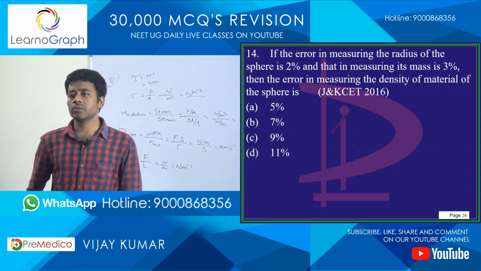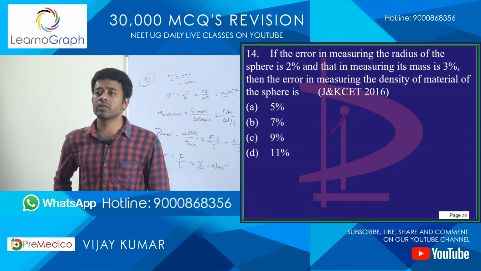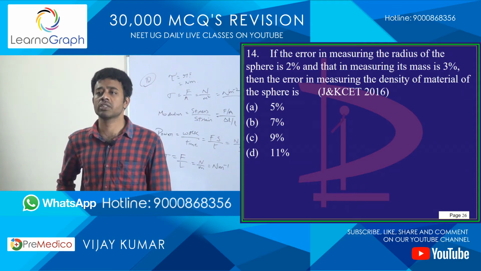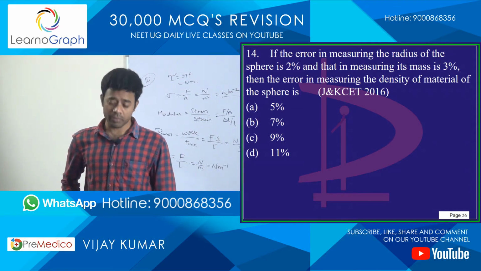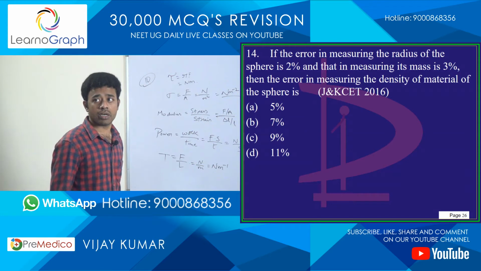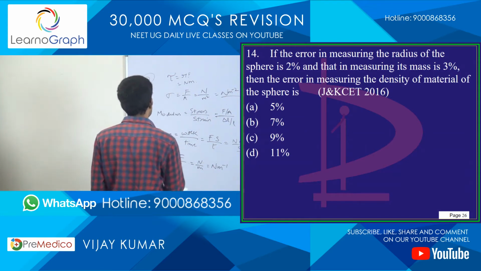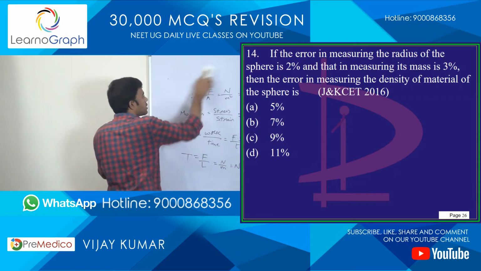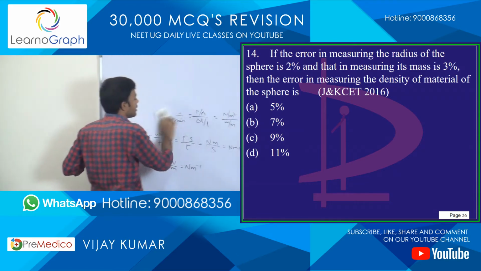Now you have a problem. If the error in measuring the radius of the sphere is 2% and in the measuring of mass is 3%, then find the error in the density of the material. So this is problem 10. I hope you understand. If you want to check it, see the slide again.